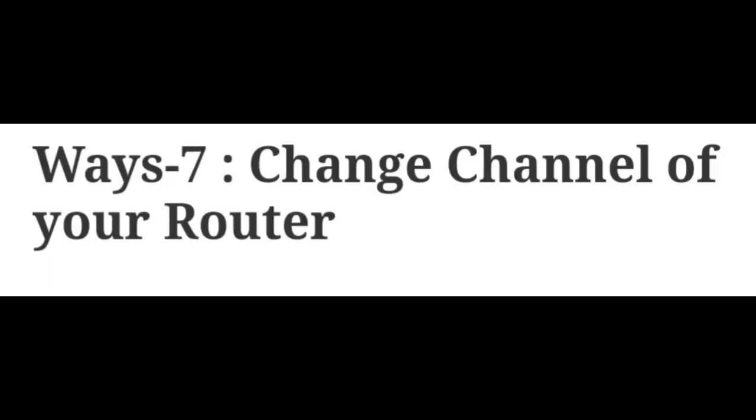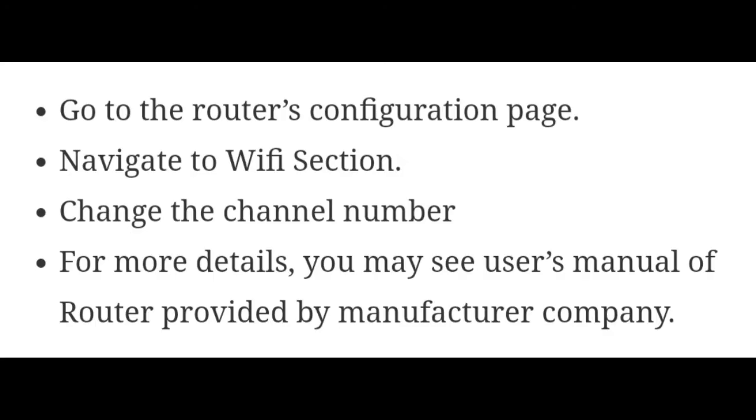Next option is to change the channel of your router. Friends, if another router exists on the same channel, your Wi-Fi connection may be disconnected automatically. So you must change the channel on your router. Follow these steps. Go to the router's configuration page, navigate to the Wi-Fi section, and change the channel number. For more details, you may see the user's manual of the router provided by the manufacturer's company.